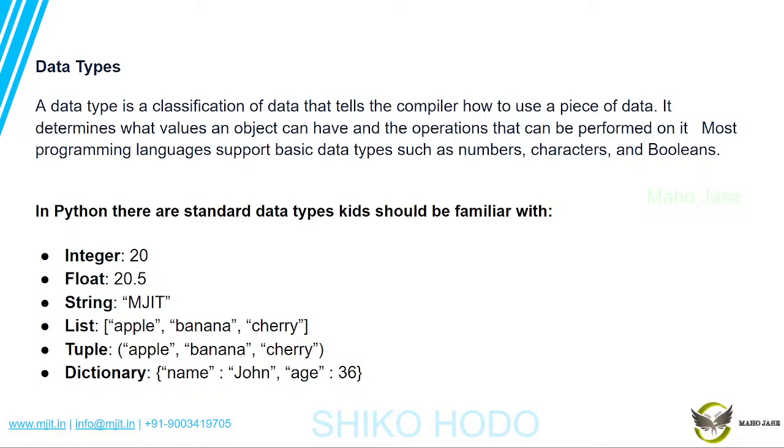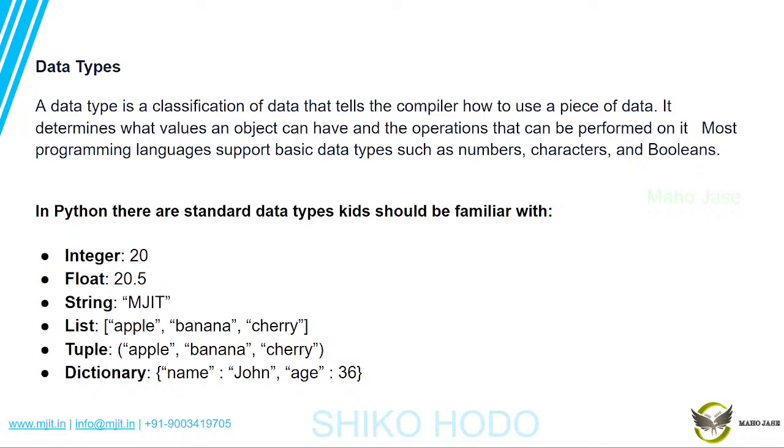So the next one is list. You can see here I have given apple, banana, and cherry. List is a collection of ordered data type. So if you have one string, you can use MJIT to store into the string. But if you are having apple, banana, cherry, or any other strings, for that reason we'll be using the list to store that.